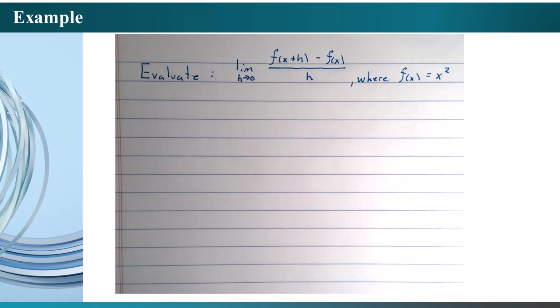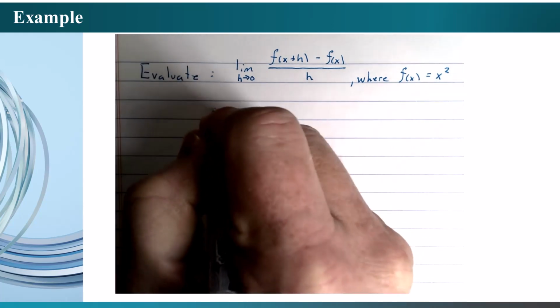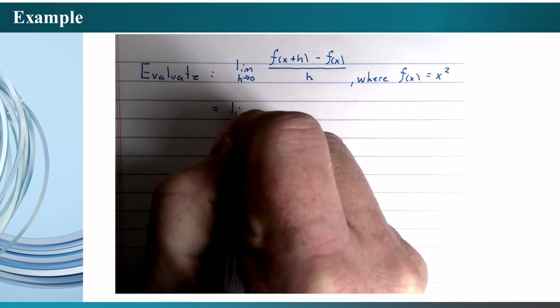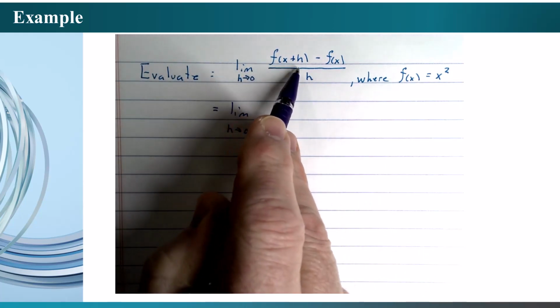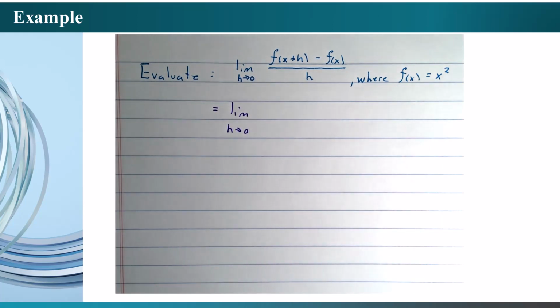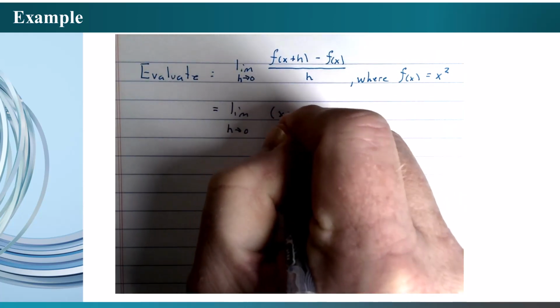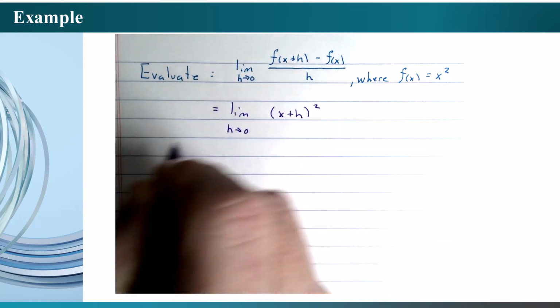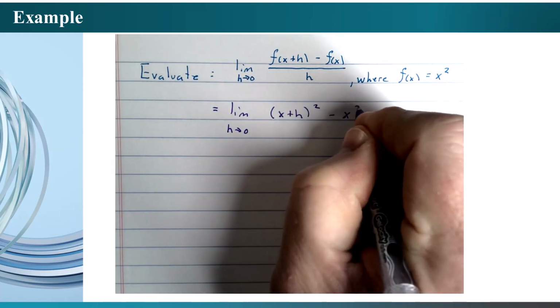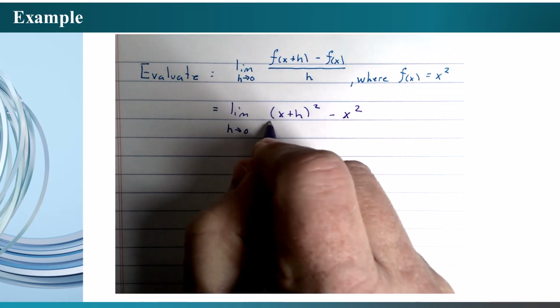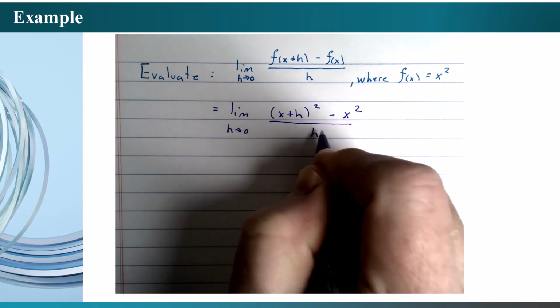Well, let's go ahead and evaluate these functions because we know that f of x is equal to x squared. So we're going to get the limit as h approaches 0. Now f of x plus h, where f of x is equal to x squared, would give us x plus h squared. And we're going to subtract off f of x, which is just x squared. And all of that goes over h.